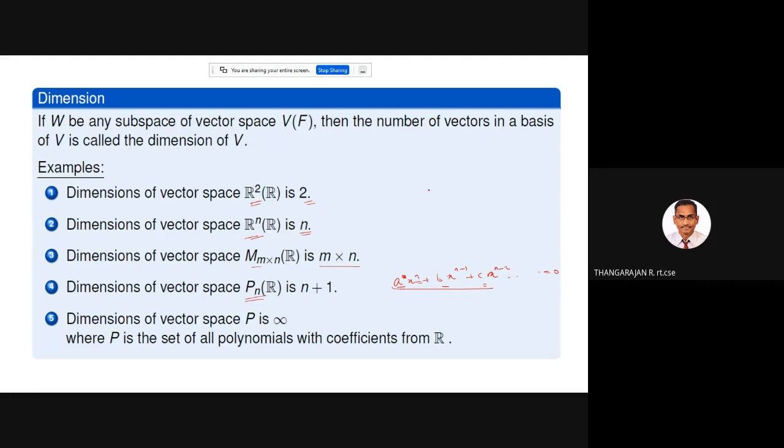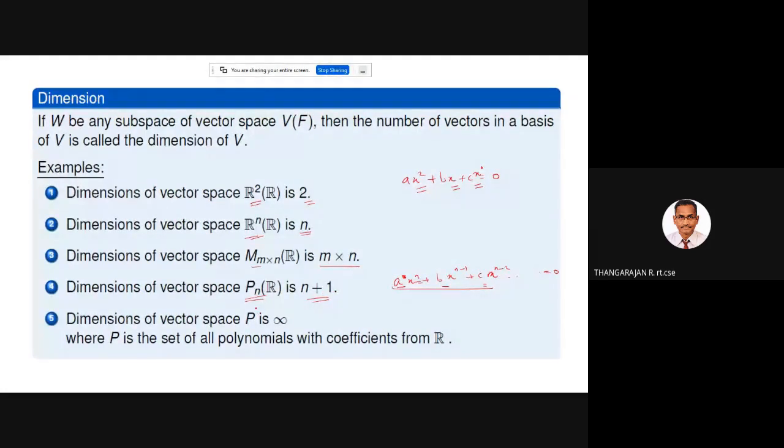For example, if I write a simple one, a quadratic term: ax square plus bx plus c equals 0. Quadratic equation. So what is the dimension of this? Dimension of this is 3. It is n plus 1. Why? Because x square term, x term and a constant term. Constant term is c into x power 0 actually, and x power 0 is 1. So there are three coefficients a, b, c. Therefore the dimension of an nth degree polynomial is n plus 1.